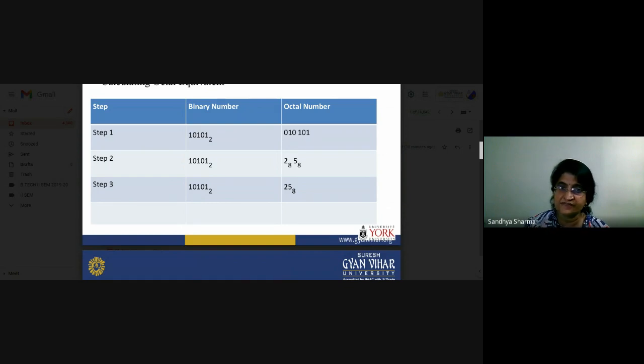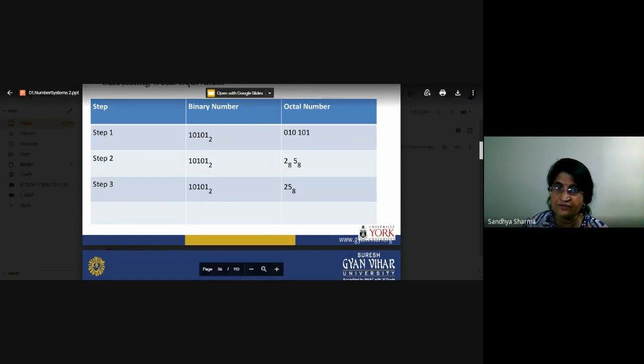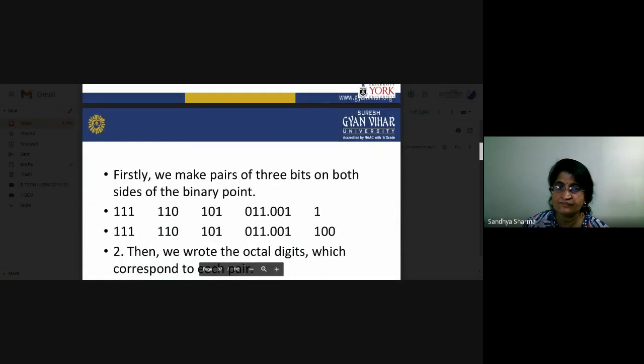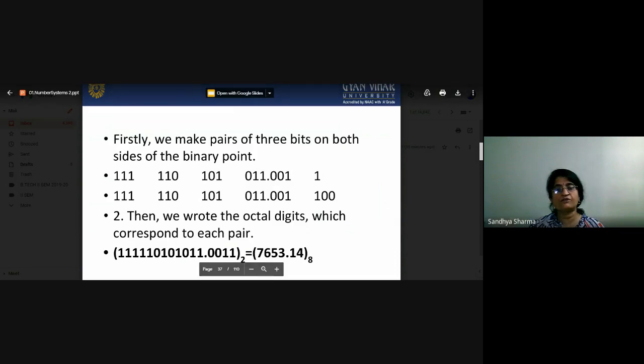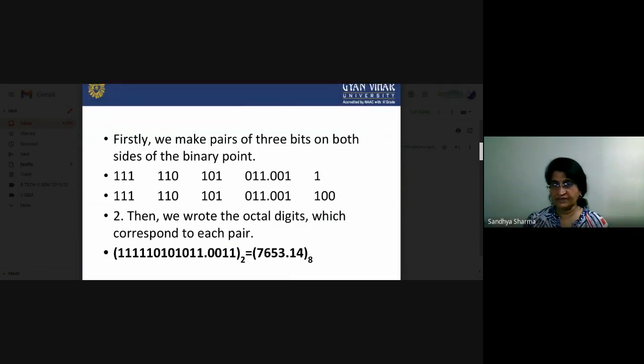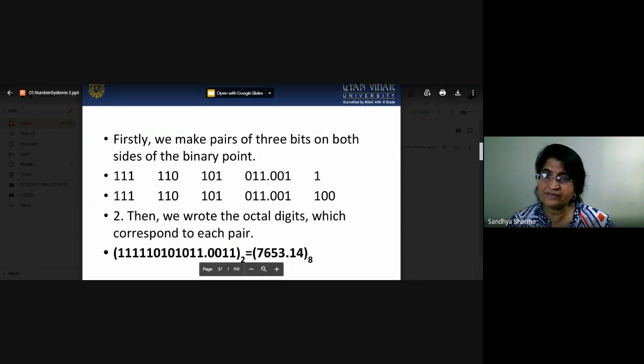I will show you how you can convert it, 2 to the power 8. And there are again different combinations of our binary system. So I think it will be clear what you have to do. You have to make pairs of 3 from this. After this point we will make this group, and after this point we will make this one.